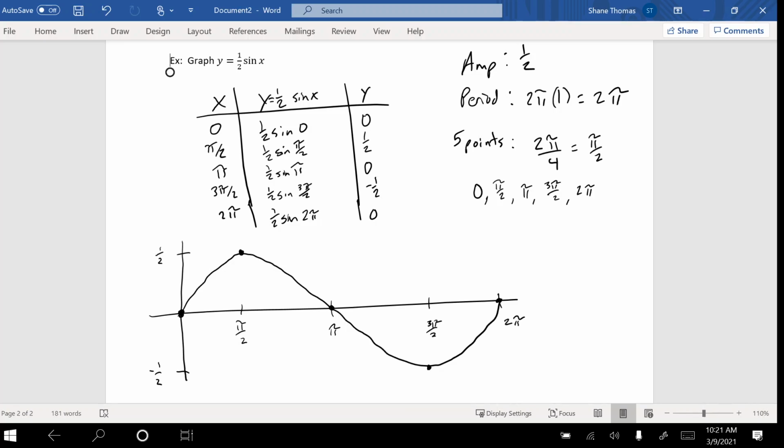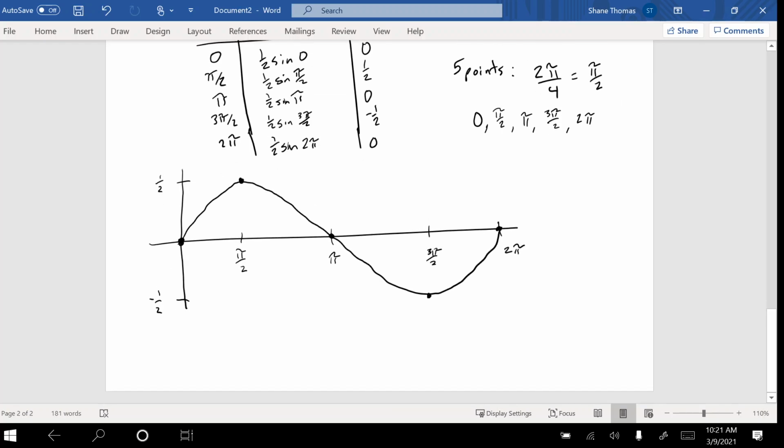Now, I want to look at 2 of them real quick. We won't do the entire graph. We won't do the whole entire thing. I just want to break it down so you can see how the amplitude or the period might change. All right, so let's look at the next one here.